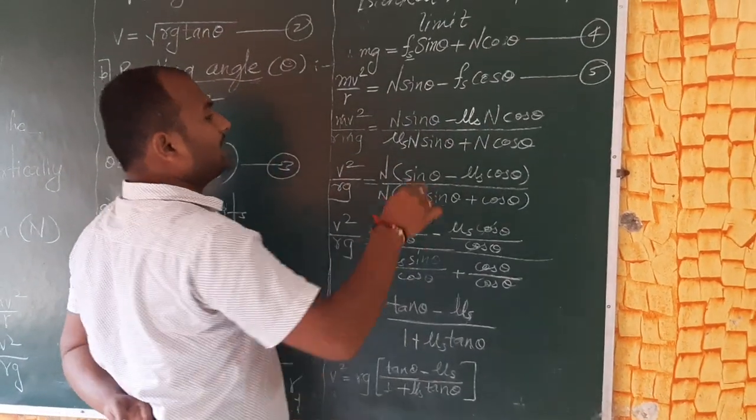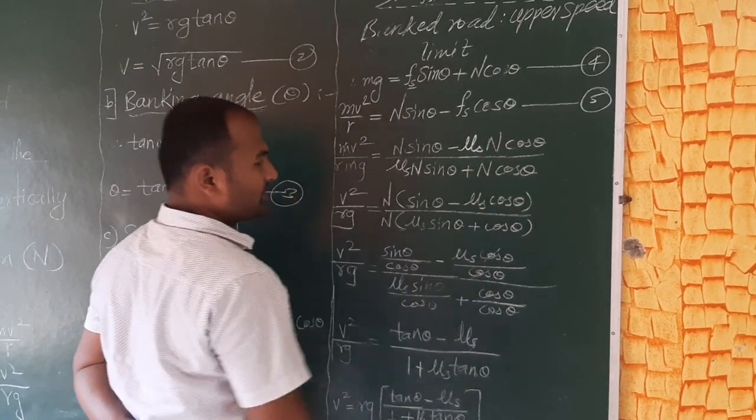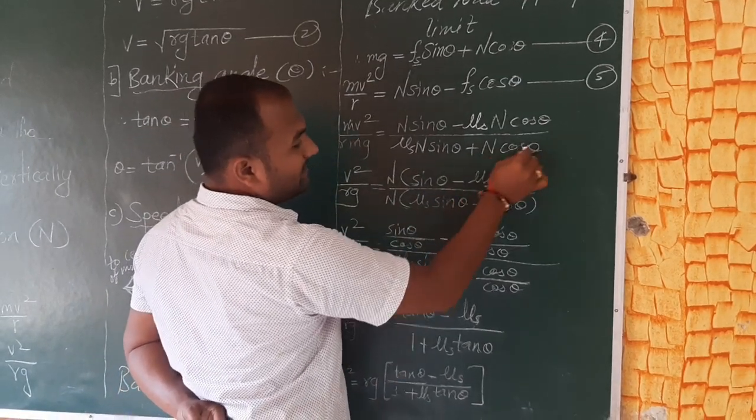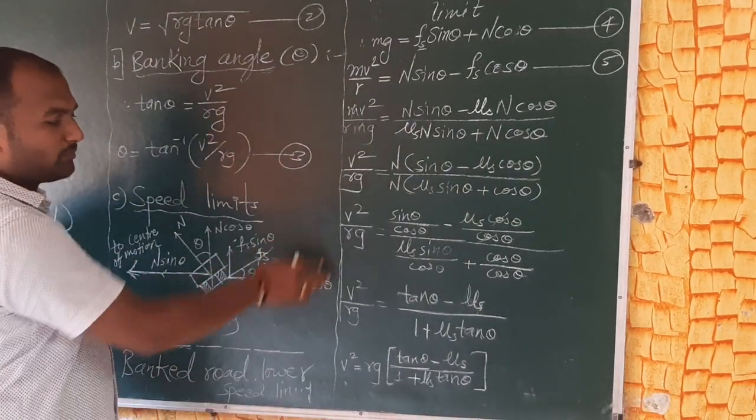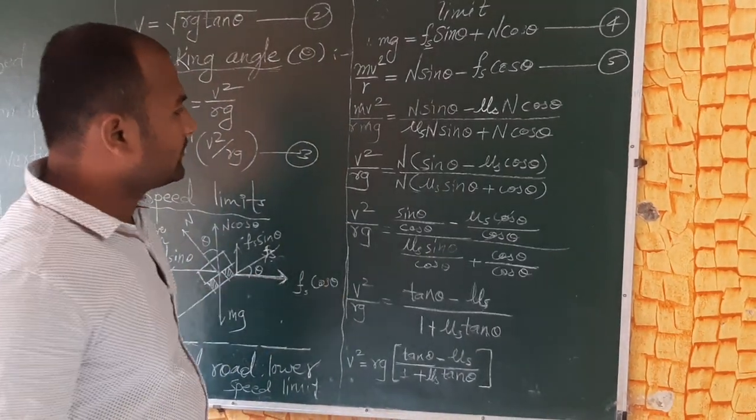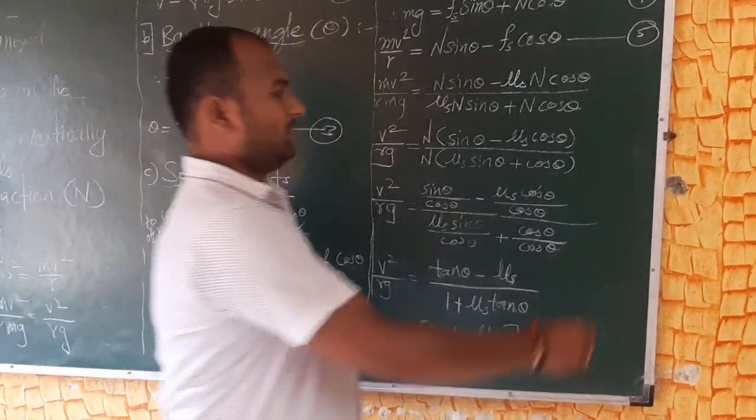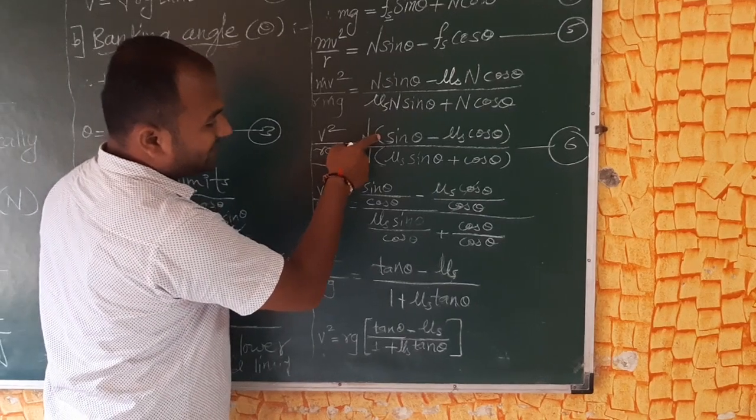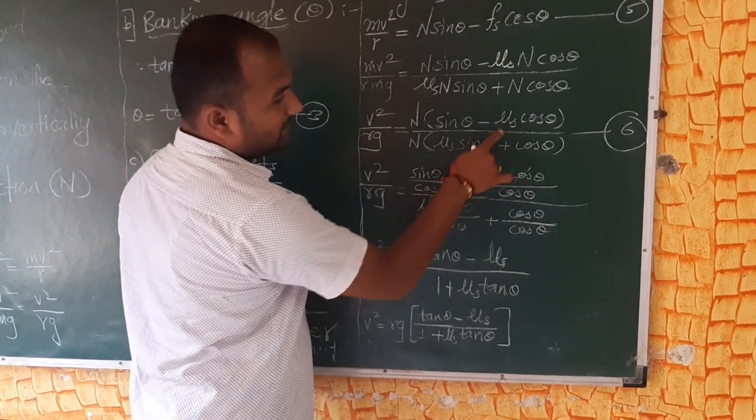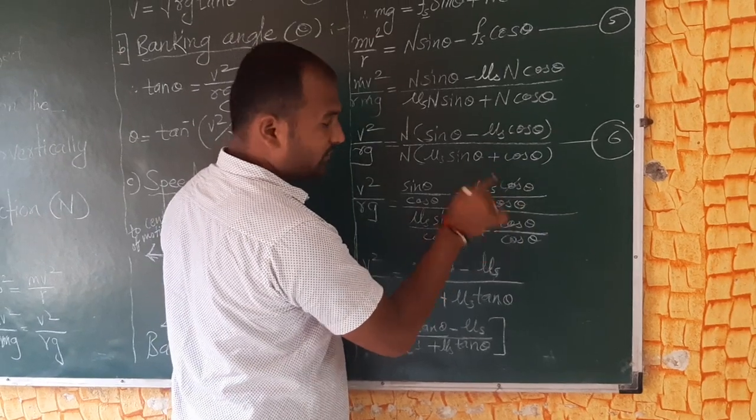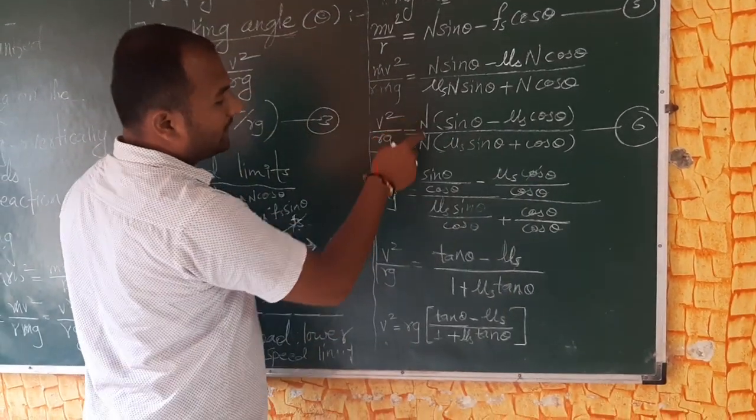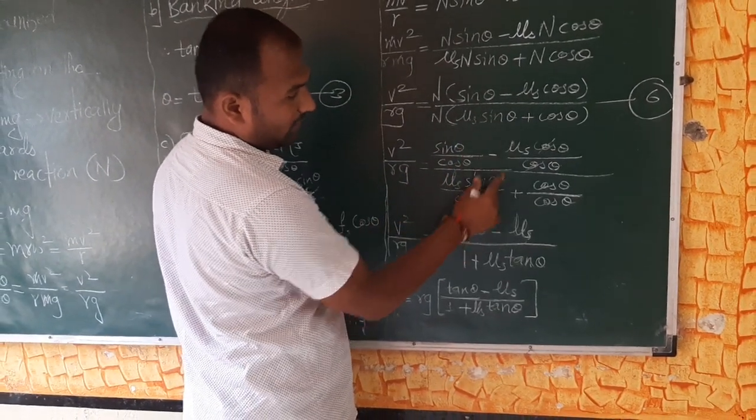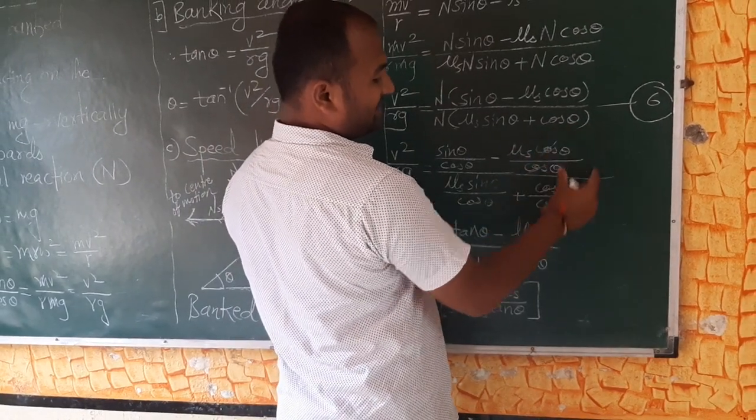Taking sin theta minus mu s cos theta outside in the bracket, what remains is that, and from the denominator, taking n common, what remains in the bracket is mu s sin theta plus cos theta. So v square upon rg, the right hand side, is as it is. Here, dividing equation number 6 by cos theta on both sides, we write sin theta divided by cos theta minus mu s cos theta divided by cos theta, upon n cancels n, mu s sin theta divided by cos theta plus cos theta divided by cos theta.